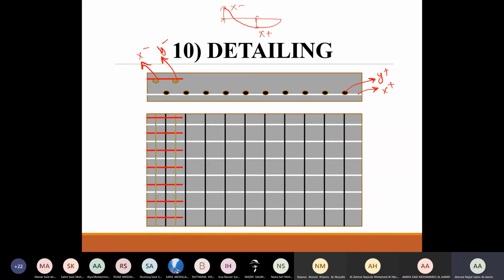Are we okay about the detailing? Are we fine about the detailing?